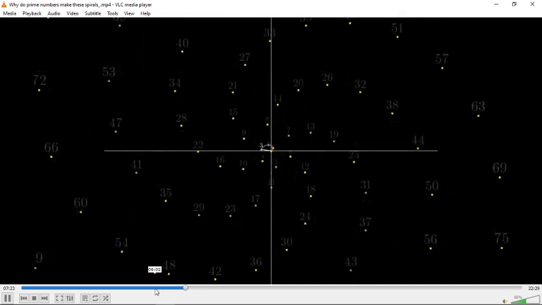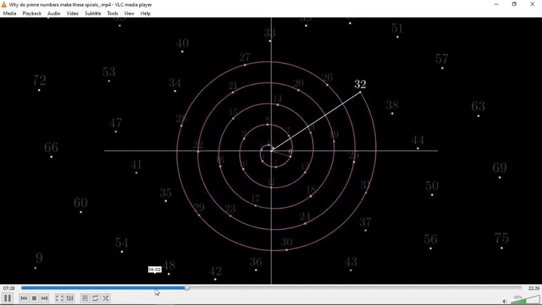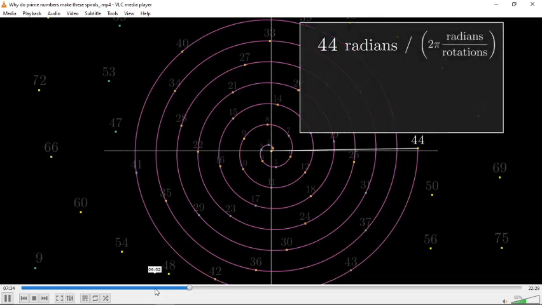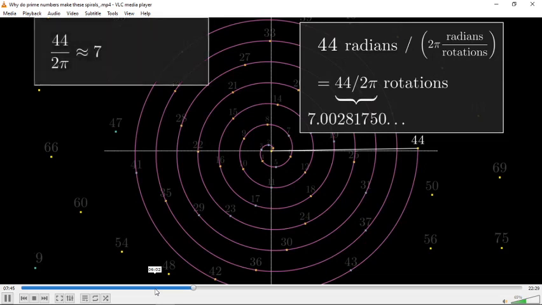In the same way that 6 steps is close to a full turn, taking 44 steps is very close to a whole number of turns. Here, let's compute it. There are 2 pi radians per rotation, right? So taking 44 steps, turning 44 radians, gives a total of 44 divided by 2 pi rotations, which comes out to be just barely above 7 full turns.